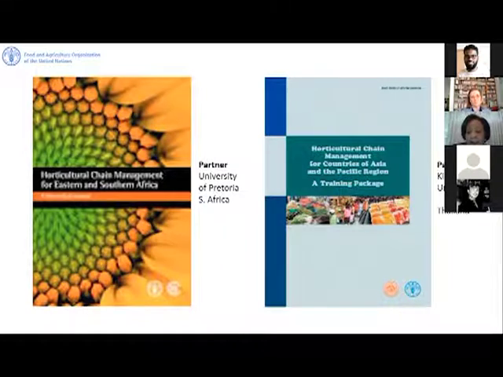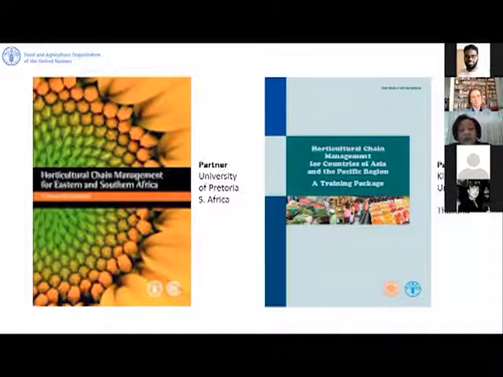Now, the program we are talking about today, horticultural chain management, was conceived by FAO somewhere in the early 2000s. That was at the time when we were working on a global initiative on post-harvest losses, and we consulted in various regions on what their priority requirements were. The two manuals that we have produced were actually produced as a result of these consultations. One was produced for Eastern and Southern Africa in collaboration with the University of Pretoria, South Africa. And the other was produced in Thailand with a number of different stakeholders from across the Asian region, and it was focused on that region.